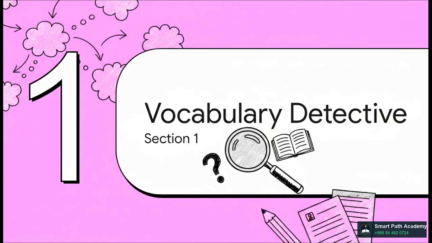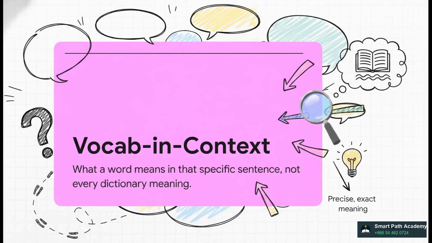All right, Section 1, the vocabulary detective. Let's figure out exactly what the examiner is asking you to do here. The absolute crucial point you need to remember is this. They do not want a dictionary definition of a word. They want to know what the word means in that specific sentence. A word can mean a dozen different things, but only one fits the situation they gave you. So as a vocabulary detective, we have to stop guessing blindly. We have to start using the surrounding sentence as hard evidence to find the precise meaning.